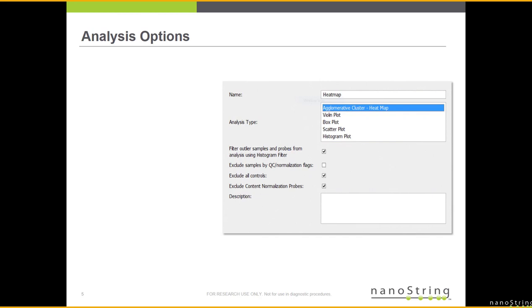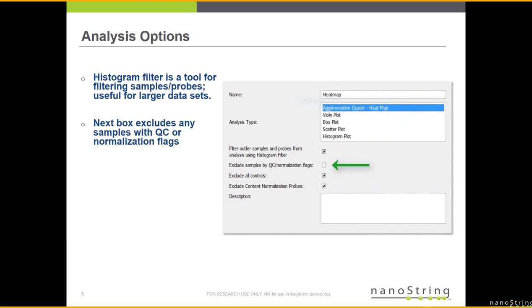The checkboxes below this field allow you to exclude samples and information that are not pertinent to your analysis. The optional histogram filter will enable a tool for automatic filtering of samples or probes used in the analysis. This can be especially useful for larger data sets where manual sample and gene selection is more time-consuming. Checking the next box will exclude any samples with QC or normalization flags from analysis. Remember, however, that flags simply indicate data that should be checked a little closer. Nanostring recommends reviewing your data before deciding to exclude any samples from analysis.